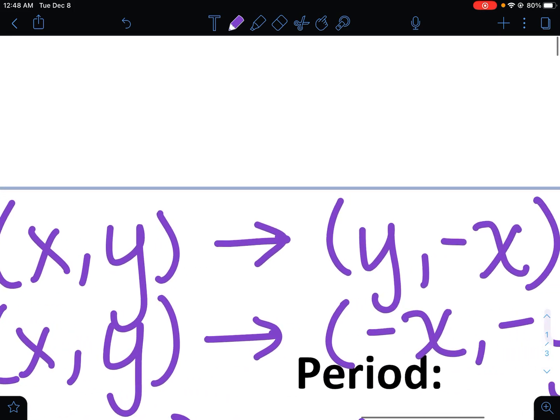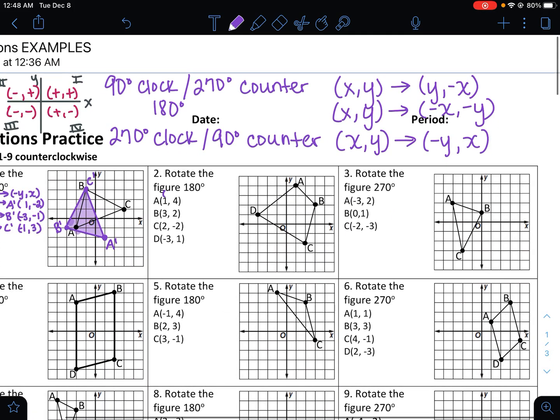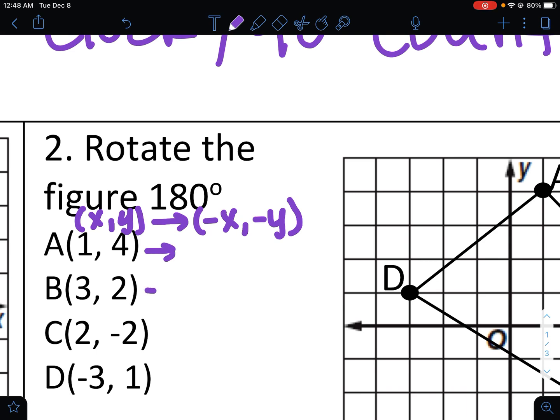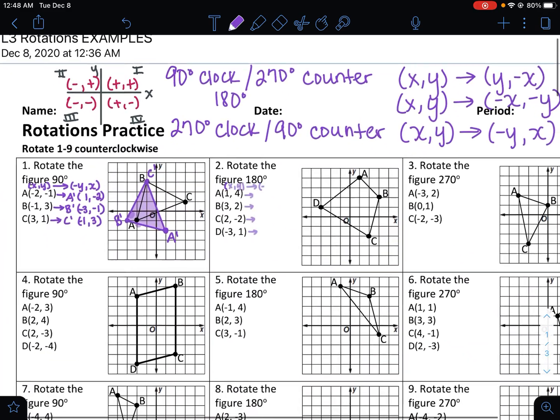So don't forget you start with the original x and y, and then that's going to be negative x, negative y. So for 180, they do not switch places. So make sure you are paying attention to the rules in your notes. All right, so, oh my goodness.